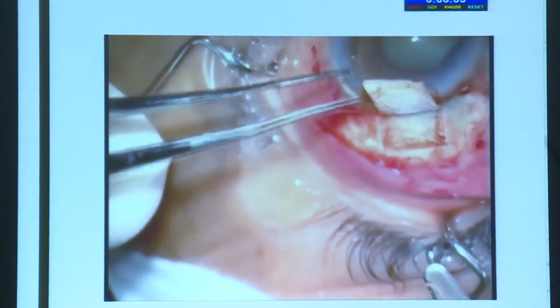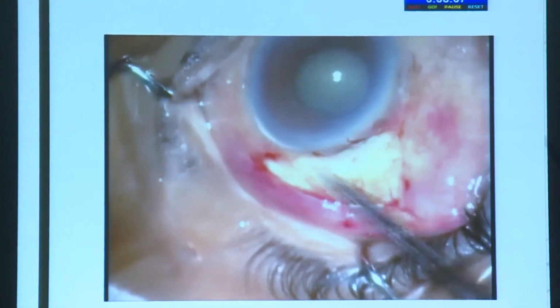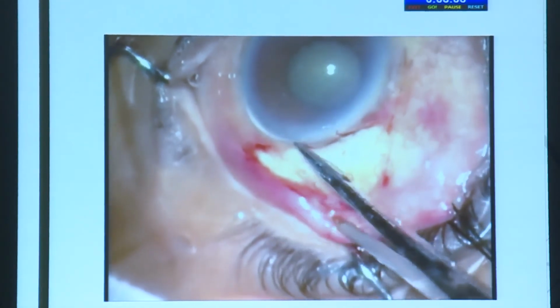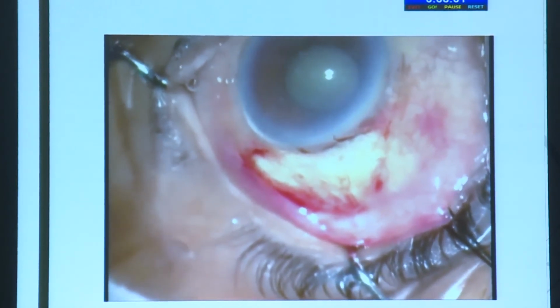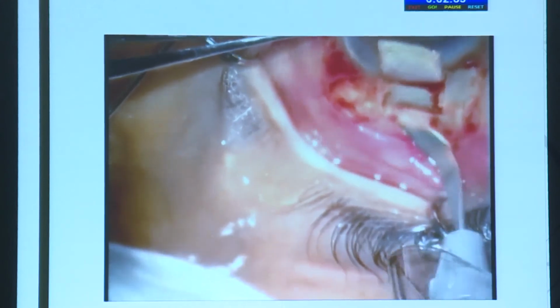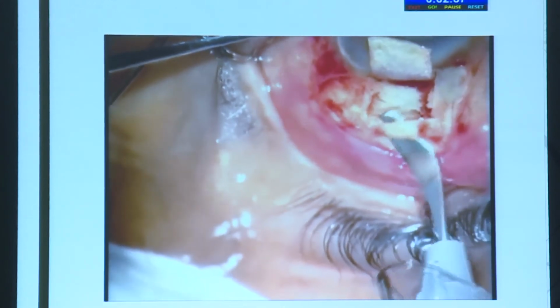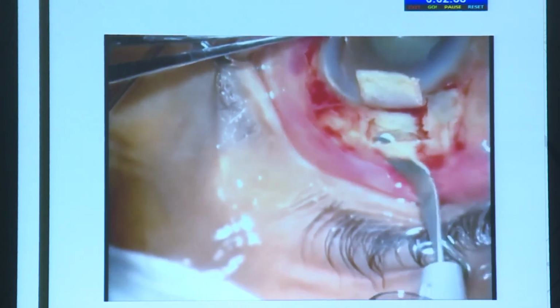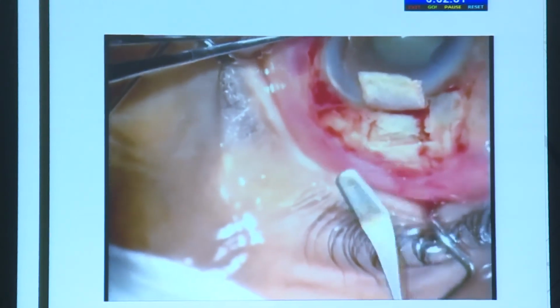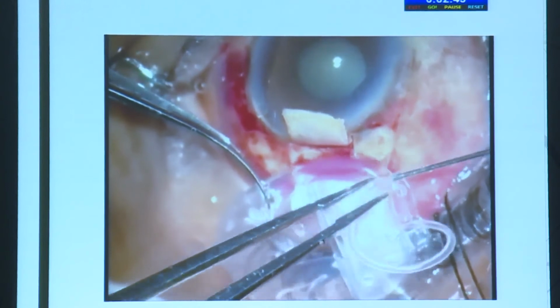So once I make a flap, I make a small scleral tunnel behind this. This is about 4 to 5 millimeters, and then I make about a 3 millimeter small tunnel behind the flap. This is again done with the help of a blade and a crescent. This is called the priming of the wall.